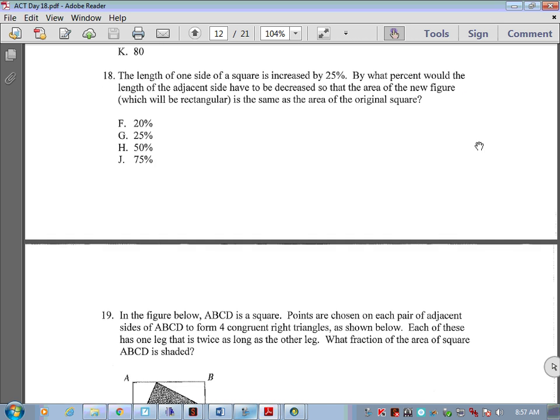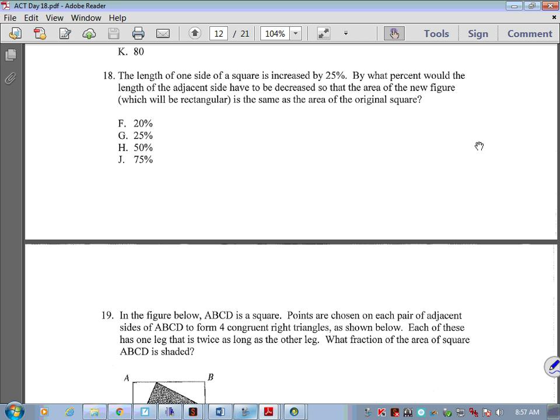18 or 16. Yep, 18. The length of one side of a square is increased by 25%, so it's increased by 1/4, so I'm actually dividing it by 4. By what percent would the length of the adjacent side have to be decreased so that the area of the new figure, which will be rectangular, is the same as the area of the original square?